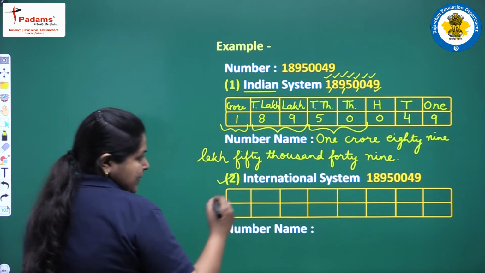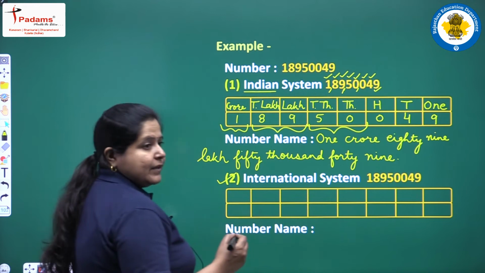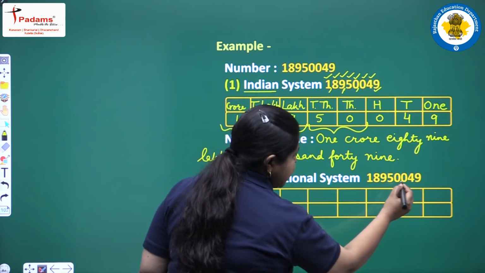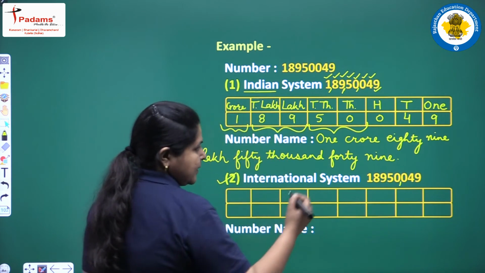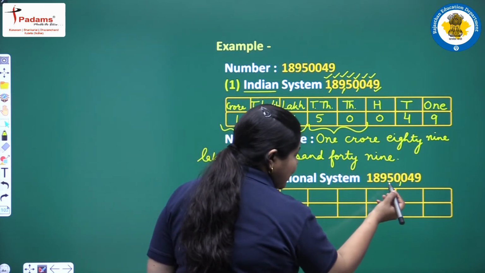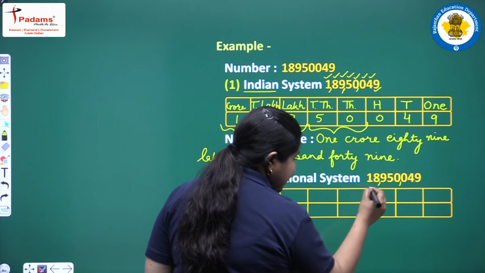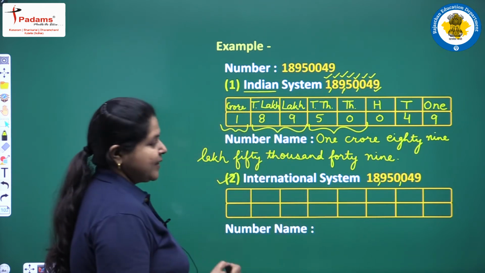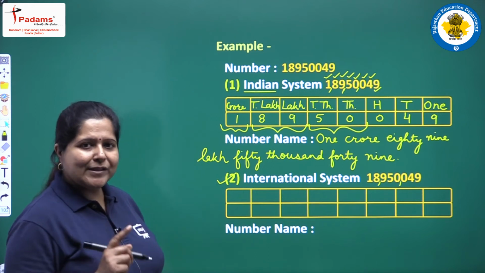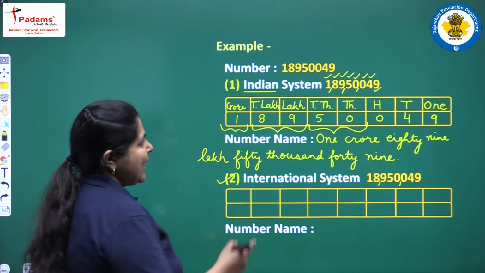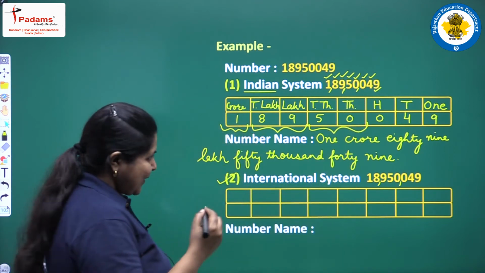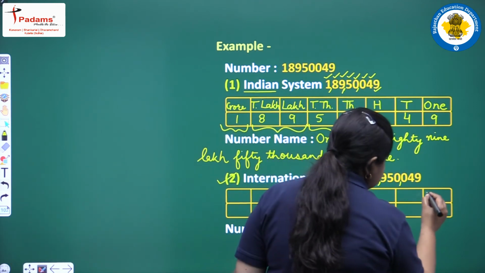We have, first we will mark up the commas, ones, tens, hundreds. So, the first comma, then 1000, 10,000, 100,000, then the second comma, then we will have million and 10 million. So, only 2 commas according to international system, and in Indian system we had 3 commas. Clear to you? Now, we fill up the placement box.